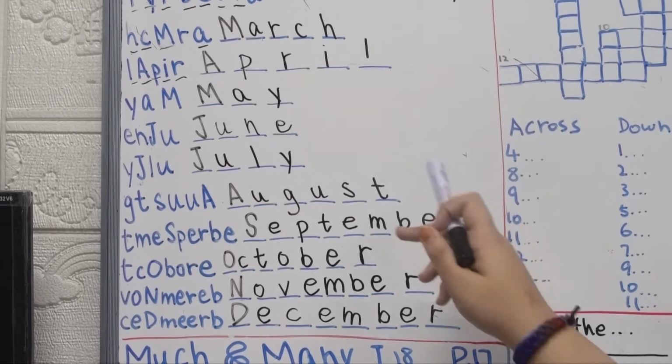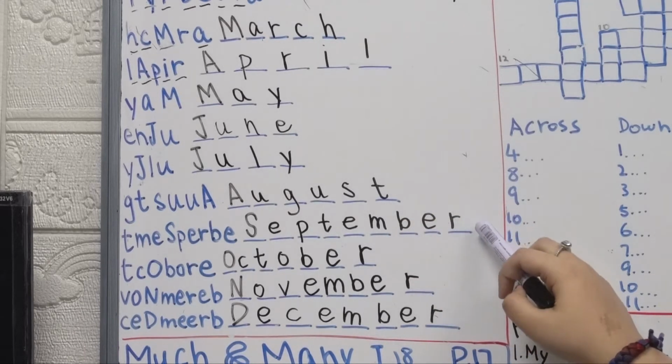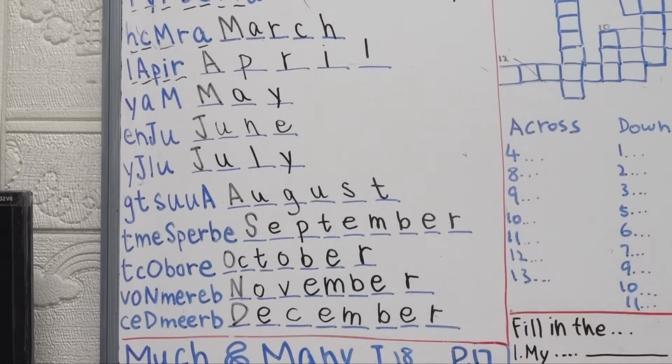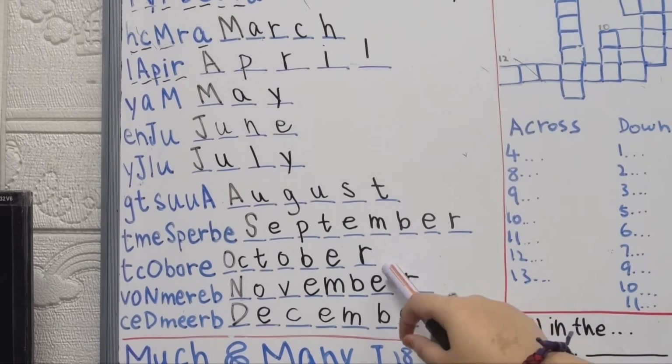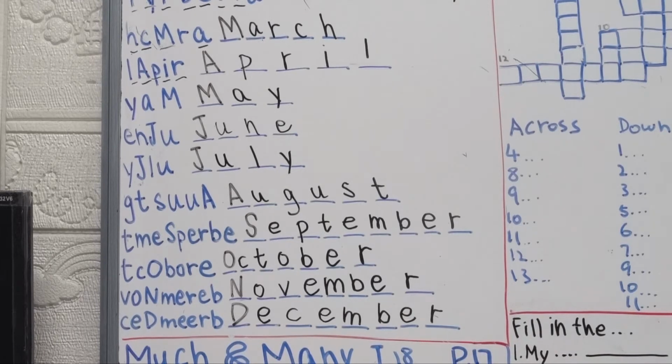September. Good job. The month after August is September. September, the 9th month of the year. All right, after September is October. October, okay, the 10th month of the year. Next one is November. November, the 11th month of the year. Great. The last one is December. December, the 12th month of the year.